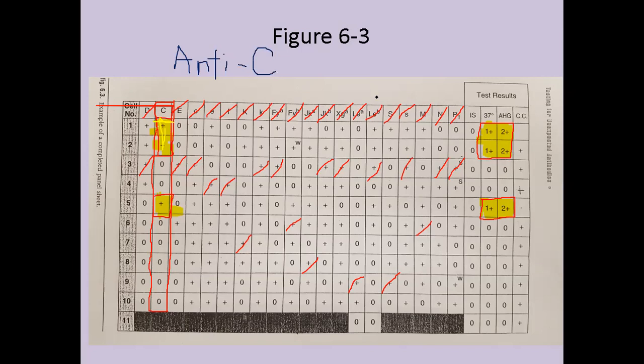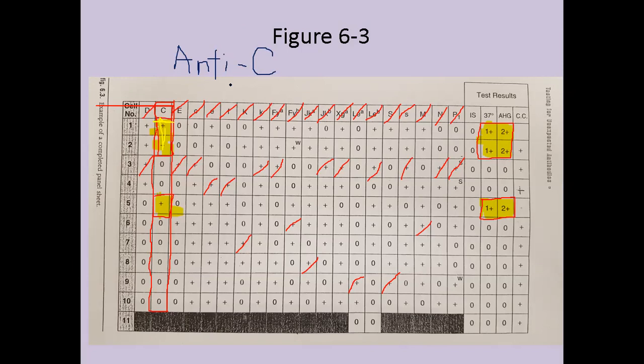Anti-big C. Okay, so let's apply the rule of three. Remember, rule of three is very important so that we know this is not a random event and that there is a very good likelihood that it's C, or antibody against big C.